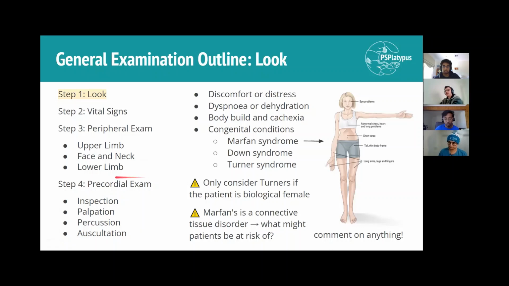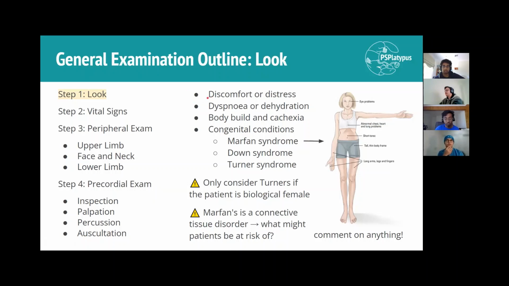I think we've been told that you do the peripheral exam first and then the precordial, but I believe in an emergency setting, you would definitely do the chest first and more urgently, and then you'd probably do the peripherals, or so I've heard. So when you look, what are you looking for?